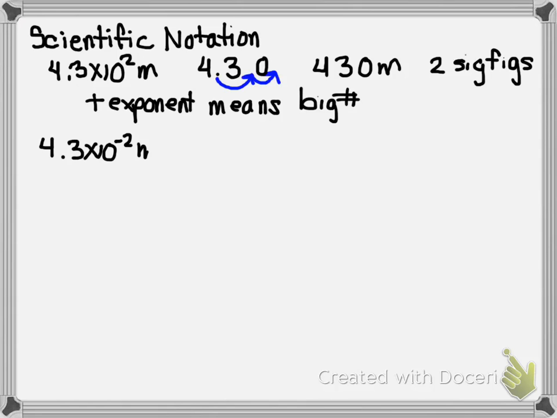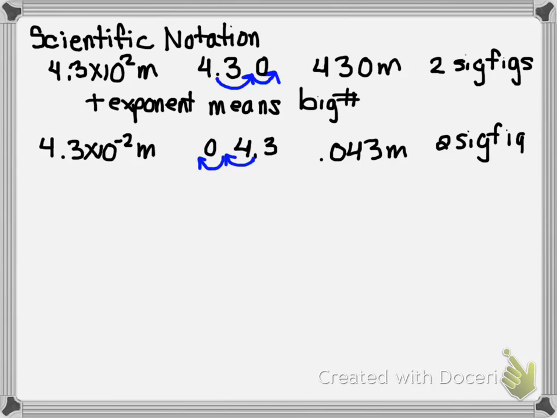4.3 times 10 to the negative 2 meters, that's going to be a small number because it is a negative exponent. Negative exponent means a small number. 4.3, you have to move it. Now you got to move it in the direction that's going to show a small number, so there's 2 times, fill in with the 0. The decimal is wherever the end of the last arrowhead is. 0.043 meters, again, 2 significant figures.